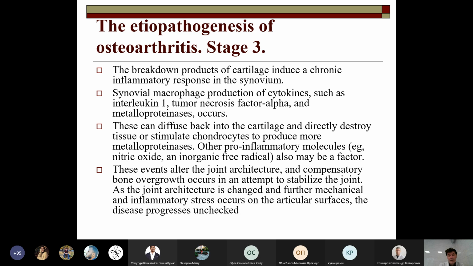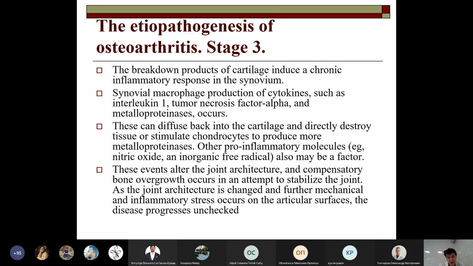And the last stage, stage 3, is associated with the same process being consequently reactivated. The process leads to further breakdown of cartilage and induces chronic inflammatory changes in response to synovial degradation. Synovial macrophages produce cytokines including interleukin-1, tumor necrosis factor alpha, and metalloproteinases, which support the prolongation and deluge of pro-inflammatory changes located in the synovium.